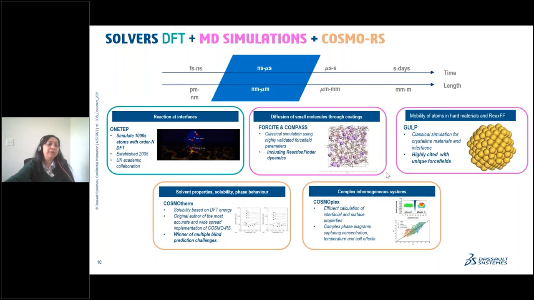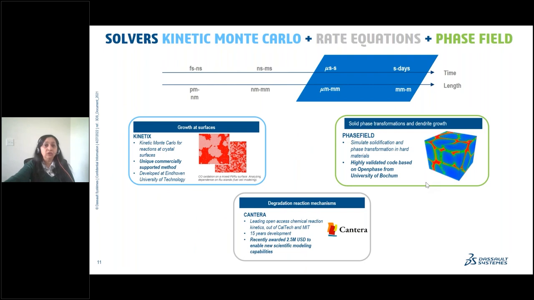Now, moving up the time and length scale, either a classical dynamics approach or a COSMO-RS approach can be selected. The classical dynamics approach can cover length scales, with the chemistry information, going from the bottom up, from the sub-nanometers, angstrom level to nanometer level to 50 or even more micrometers. These are very useful for investigating the behavior of the active material. To model reaction and growth, few other solvers are available within BIOVIA's Dassault Systèmes set of tools.